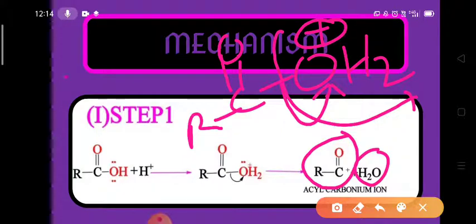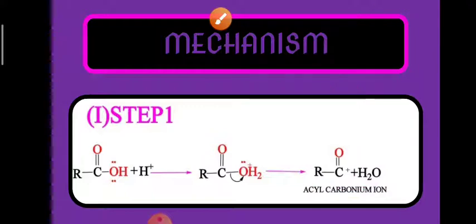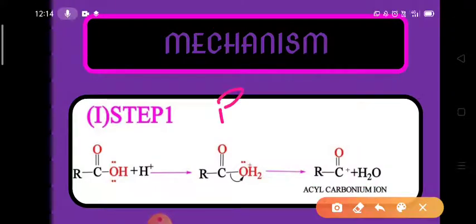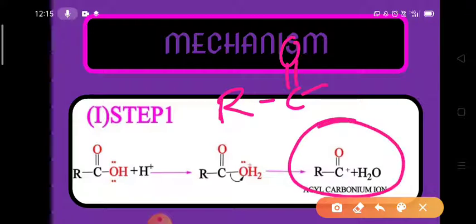We know very well that RCO group is called the acyl group. And here a positive charge is present on the carbon. So that's why we call it the acyl carbonium ion. Otherwise, we can call it the acyl carbocation.